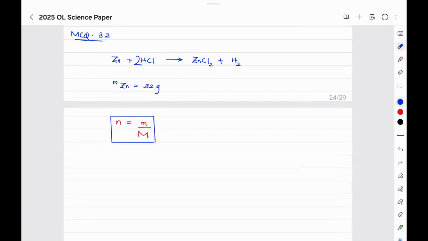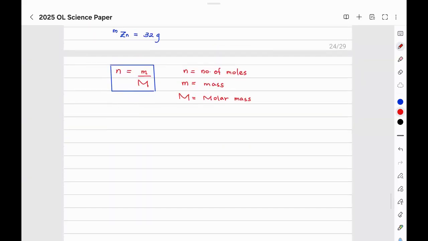So what is this simple n? Simple n means number of moles, right? What is simple m? Mass of the substance, right? What is capital M? Capital M is molar mass, or else we can say relative atomic mass. If it is a compound, it is relative molecular mass, right? Can you understand? Now, as an example question, let's do an example question.